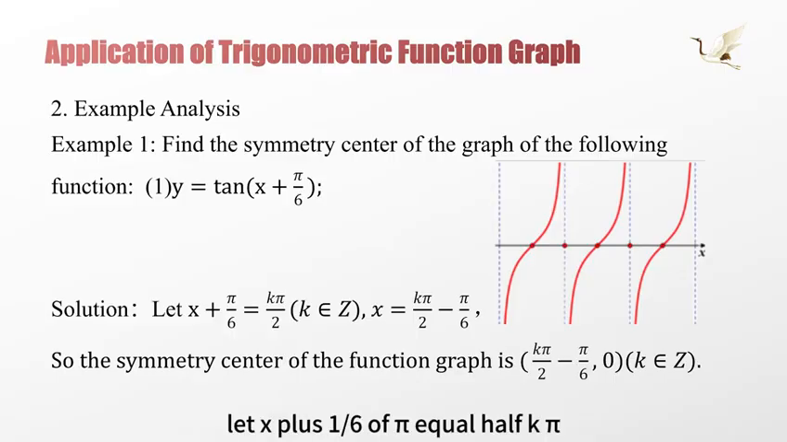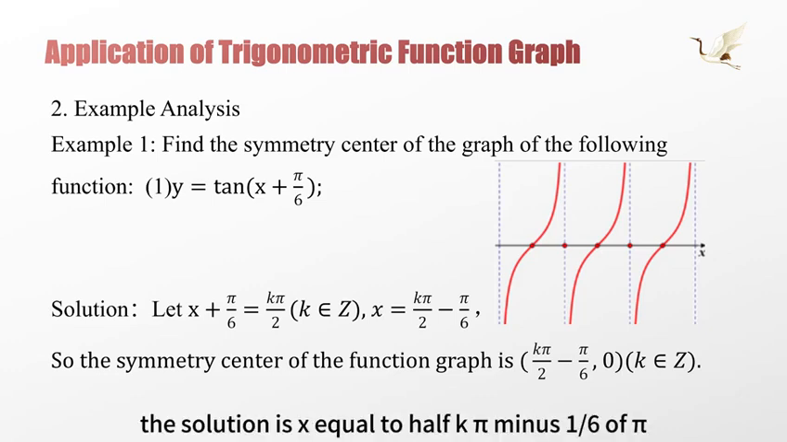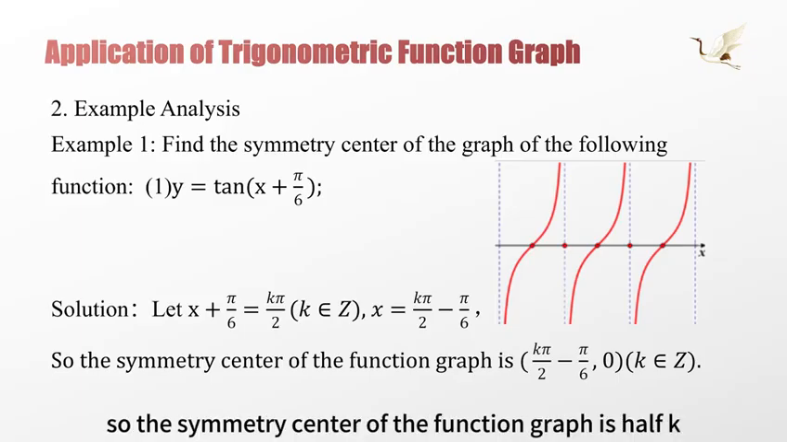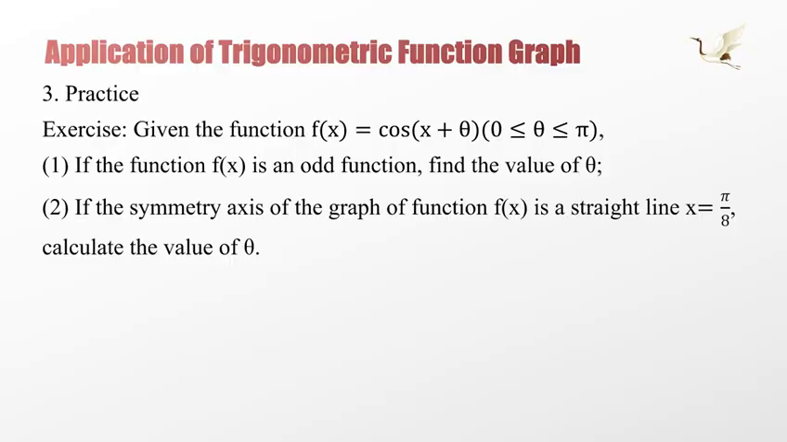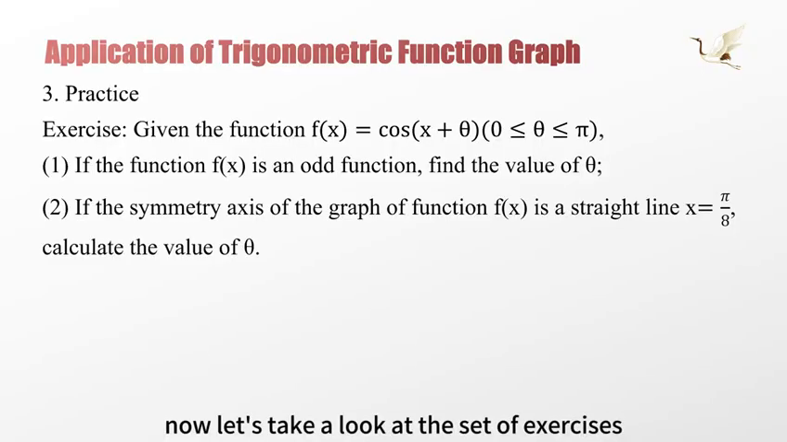Let x plus 1/6 of pi equal half k pi, where k belongs to Z. The solution is x equal to half k pi minus 1/6 of pi. So the symmetry center of the function graph is (half k pi minus 1/6 of pi, 0), k belongs to Z. Now let's take a look at the set of exercises.